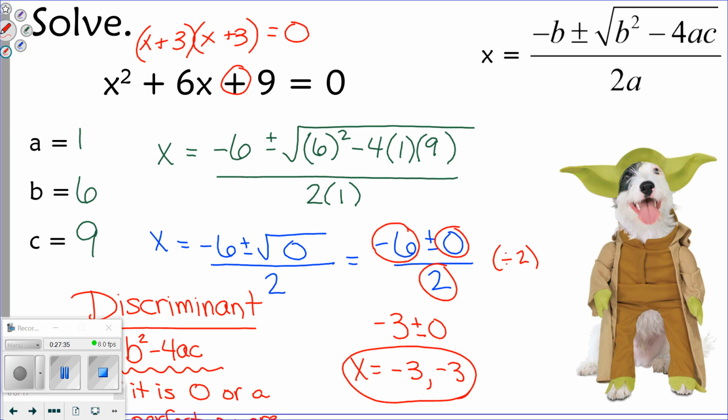So in a problem like this, what's the best tool in your toolbox? Factoring. It's way faster. Look at the work I made for factoring, and look at all my work for the quadratic formula.